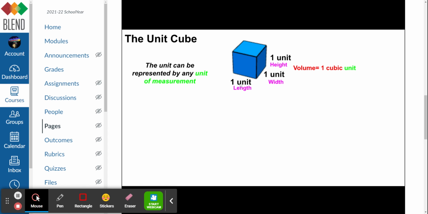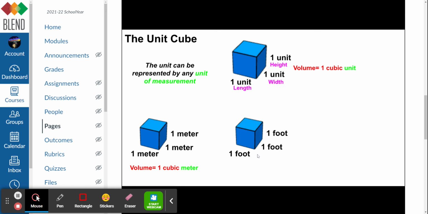So we could say that this is a cubic inch if these were inches, a cubic mile if these were miles, a cubic yard if these were yards. So basically just all that matters is that each side is going to be congruent because it's a cube. So this could be a cubic meter if all of these are meters. It could be a cubic foot if all of them are feet. It could be a cubic inch if all of them are inches.